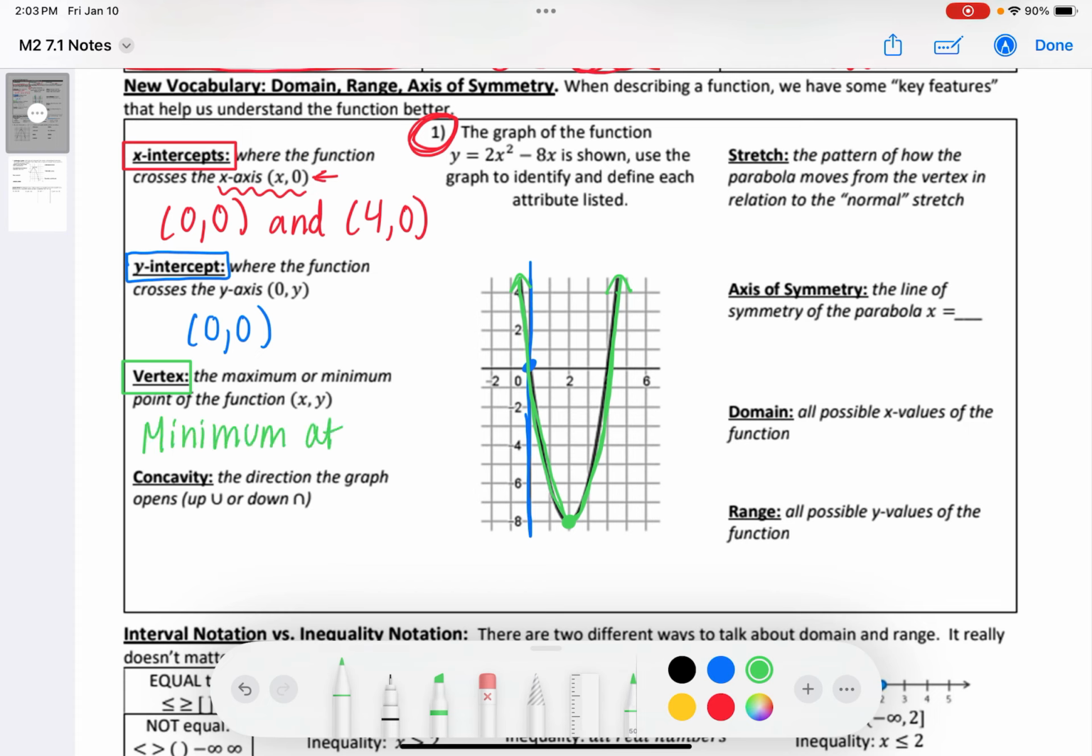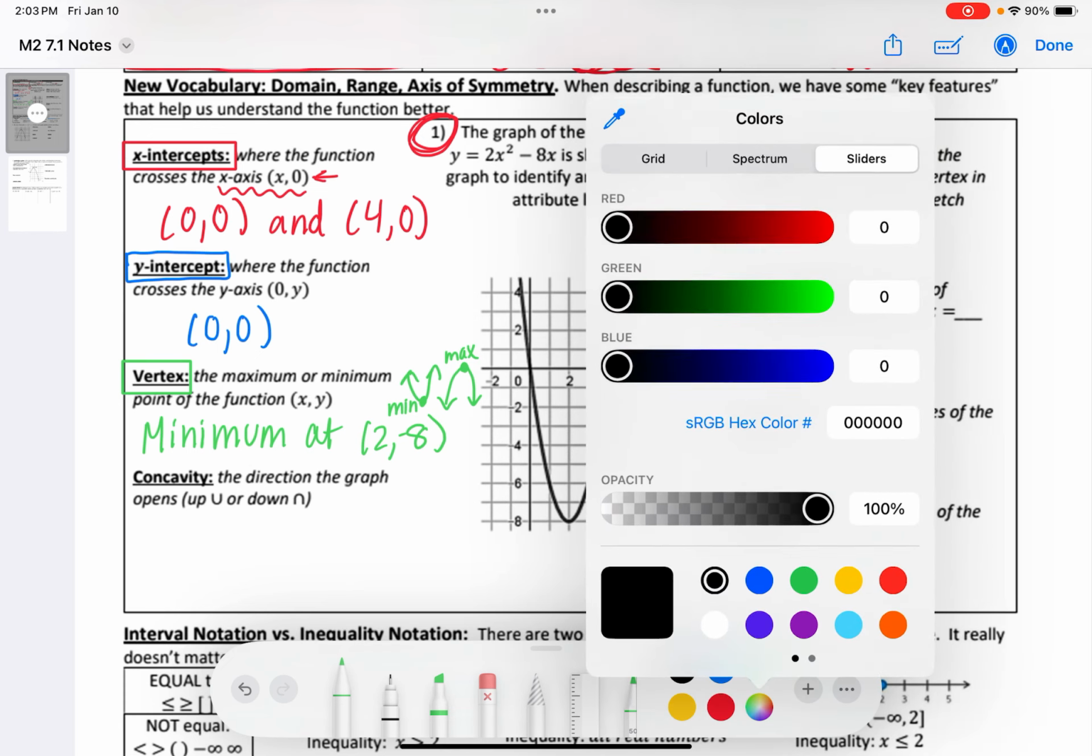and we just have to identify this point, which is 2, -8. Another thing about a vertex: if the parabola opens up, like this one, I have a minimum point right here. But a maximum is when the graph opens down, and I have a maximum point right at the top. So that's pretty easy to identify, a vertex in your graph, whether it's a minimum or a maximum. And then concavity.